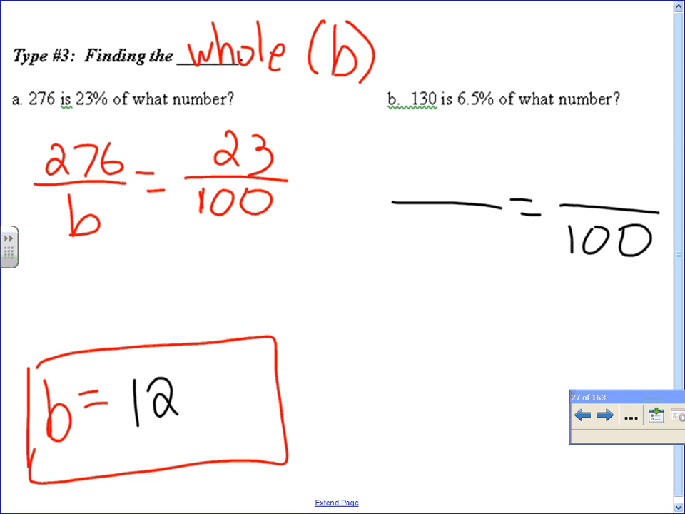Okay, so Jeremy got 1,200. Did everyone else get 1,200? Okay. All right, letter B. Go ahead and set that one up and solve. Did you guys already get it? Okay, let me wait. Once you get it, put your hand up so I know when everyone's done. Get some arm exercises in there.